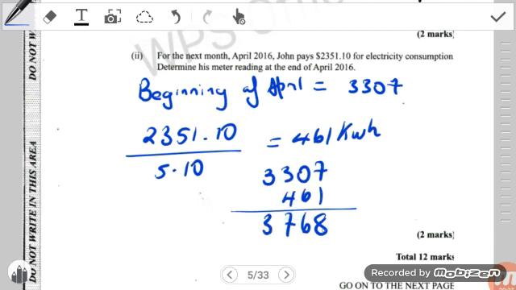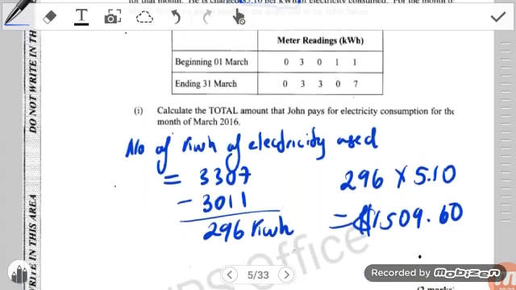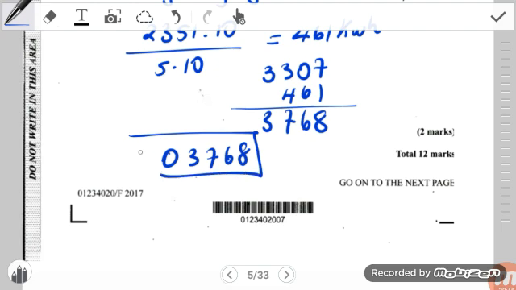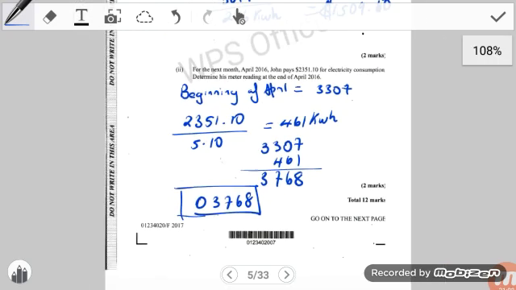Bring down the 3. So my meter reading at the end of the month, and be careful guys, you don't want to write down this as your answer, because remember that your meter reading did not pass 10,000, so you've got to add back that 0. You may lose a mark or so. So 0, 3, 7, 6, 8, because this is how it was presented to you in the table. Unless it passed 10,000, then you can add a number here, but you can't leave that 0 off, because CXC might be a little bit strict. So make sure that you put back that 0. All right guys, so that's pretty good so far. Let's get into the other questions here.